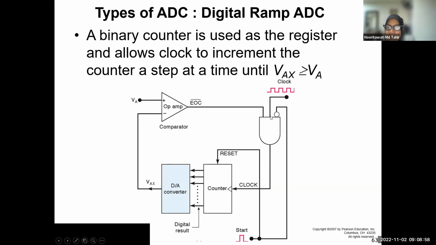Kita ada juga AND gate di sini, maknanya bila tiga-tiga ini high dan sini low ya, sebab sini 0, baru dia akan aktif. Okay, baru clock ni akan counter naik satu. Macam tu. Okay, so selagi VAX ni, VAX lebih besar daripada VA, proses itu akan continuous until VA adalah lebih besar atau sama dengan VAX, baru dia akan tunjuk what is the digital results.